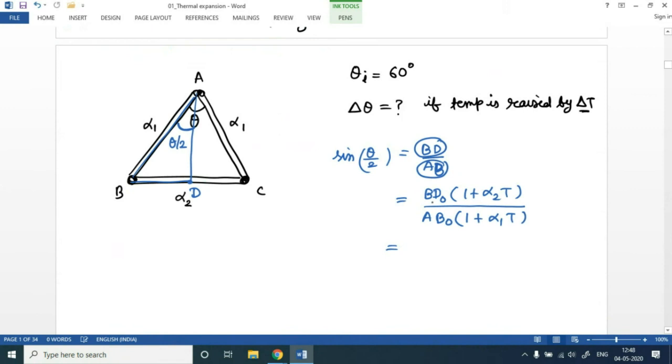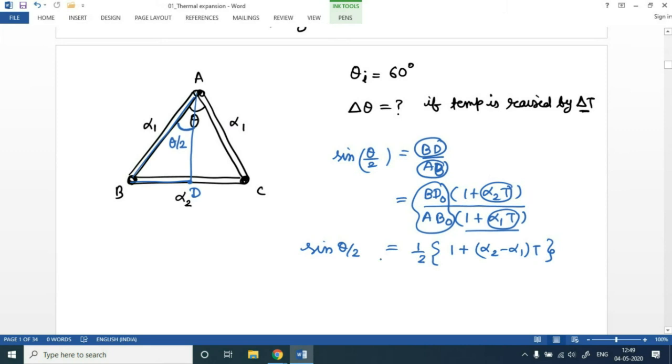So when you rearrange this quantity, the initial value of that thing you should realize is half. So half into, and now this term here is small and this term here is small. So using the binomial approximation, this denominator will go above, and that would be 1 minus alpha T. And when that is multiplied with this quantity, effectively you will get 1 plus alpha 2 minus alpha 1 into T. So this is the expression we have, that is sine theta by 2.